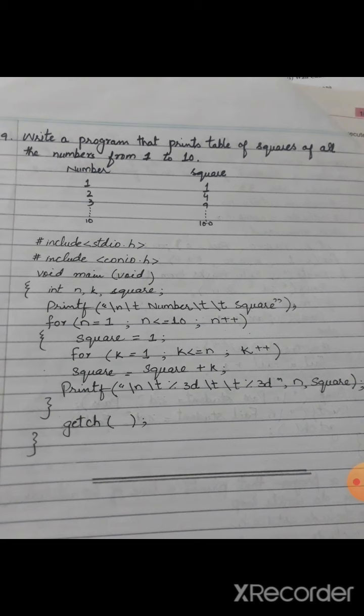Square is equal to 1. Then nested loops are used here. For n equal to 1 is the one loop, and for k equal to 1 is another loop. So this k loop will be executed till the value of n. Then we have square plus k. The value of k will be added to the square. Then print n and square. N means the number will be printed, numbers 1 to 10 will be printed, and in front of them this square will be printed, and then the program will be terminated.